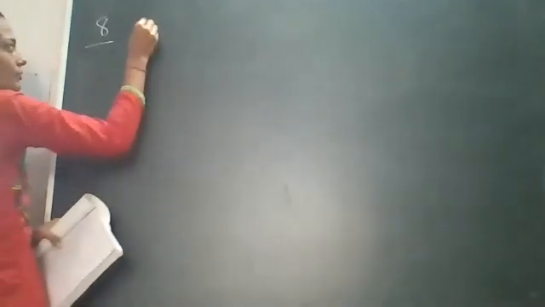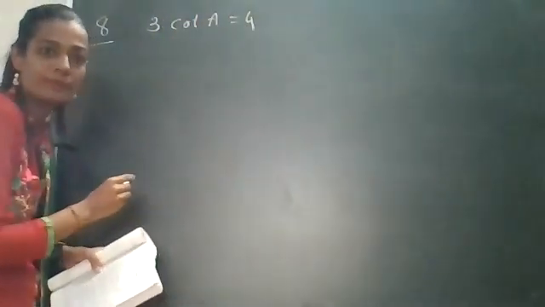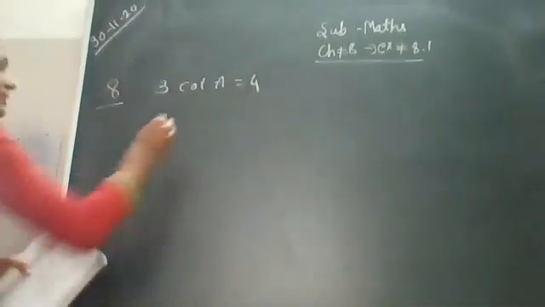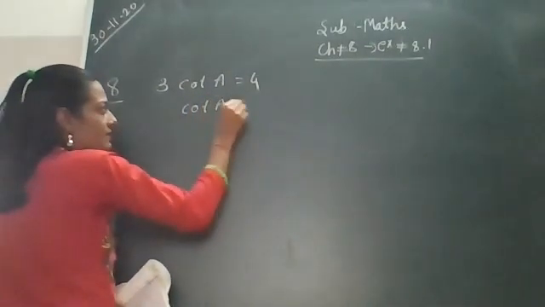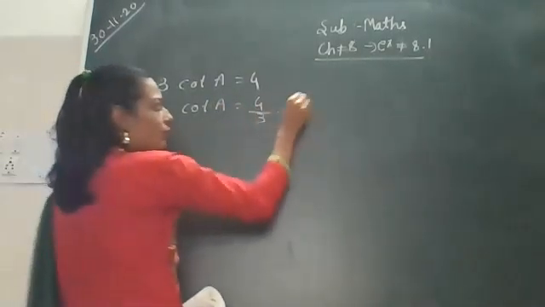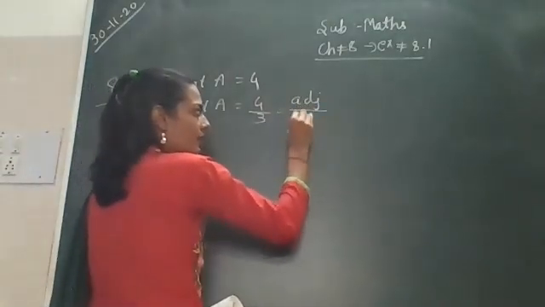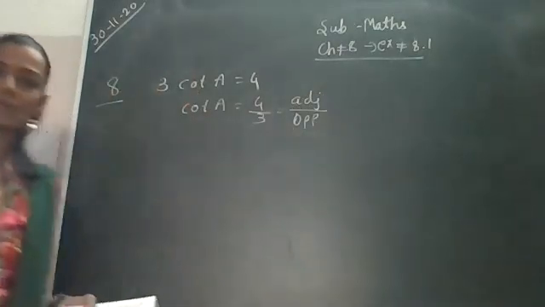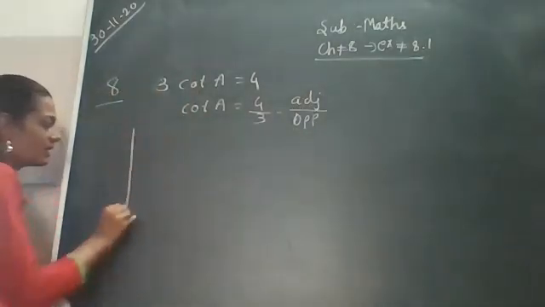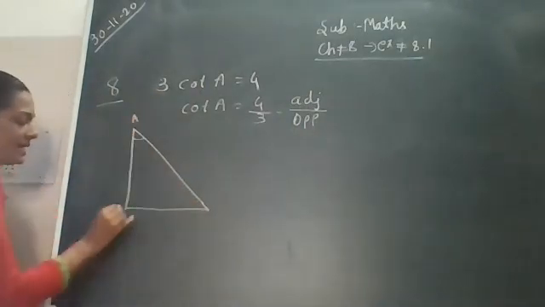That is, given that cot A is equal to 4 upon 3. So we can write cot A is equal to 4 upon 3. Right? Cot is equal to what? Adjacent upon opposite side, right? So now we are considering one right angle triangle in which these become A, B and C.